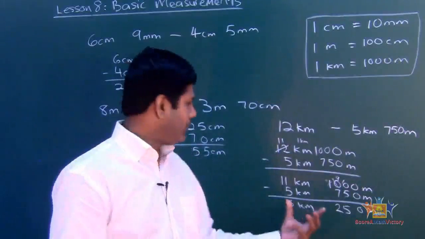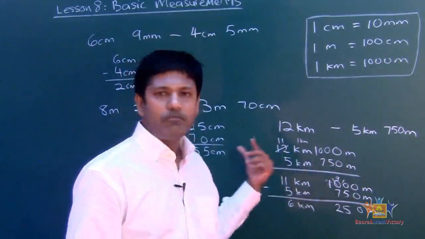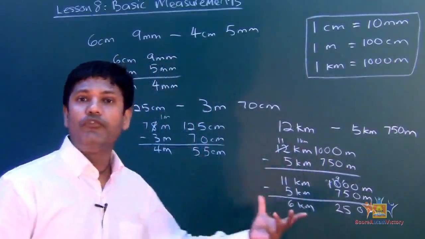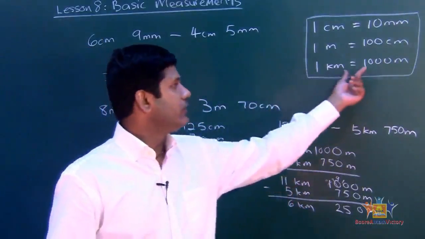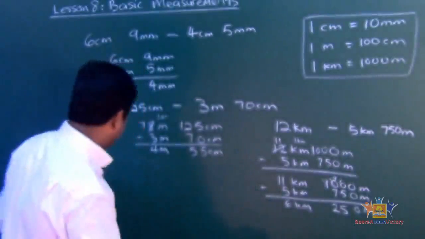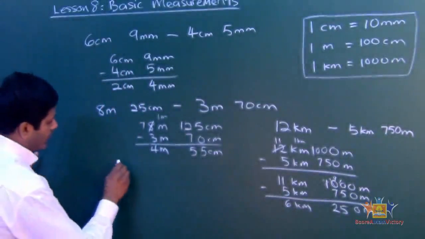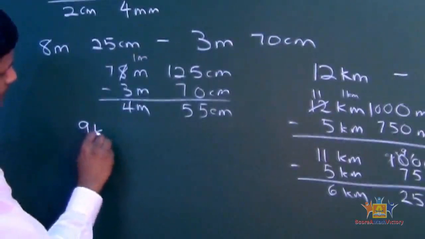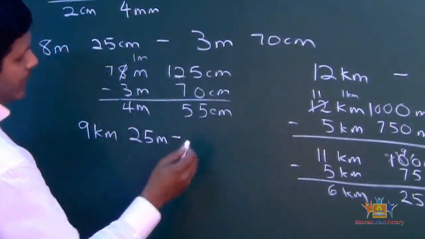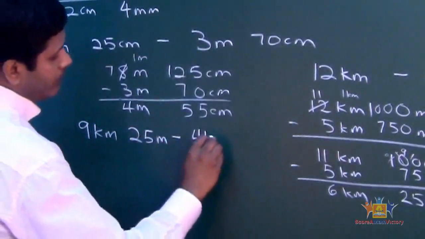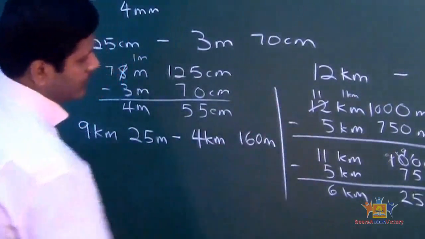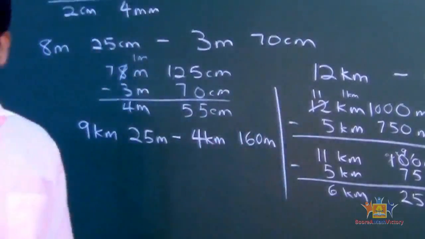So it's very important. When you don't have enough, you borrow it from the other units, and make sure you convert it based on the conversion. This says 1000, so you got to give it 1000. Okay, so let's do another one. Let's say for example, if I give you 9 kilometers 25 meters minus 4 kilometers and 160 meters. Let's say I give you this and ask you to solve it.